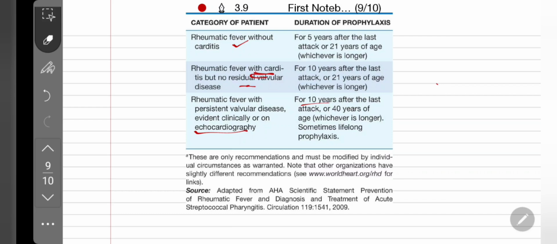Sometimes you need to give here for the lifelong as well, because here now there's a persistent valvular heart disease. When I'm going to have a rheumatic fever, that's going to add more fuel to the fire. So you need to prevent that one. Whatever is stenosis, you don't want more stenosis. So you have to give sometimes the lifelong as well.